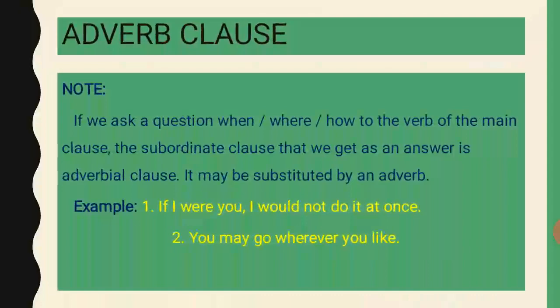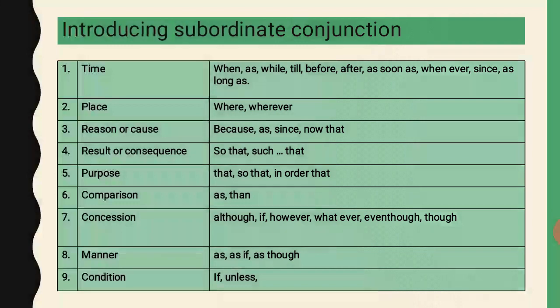So here, introducing subordinate conjunctions there are. Example sentences I am giving you: If I were you, I would not do it at once. You may go wherever you like. So see the next line. Introducing subordinate conjunctions are.